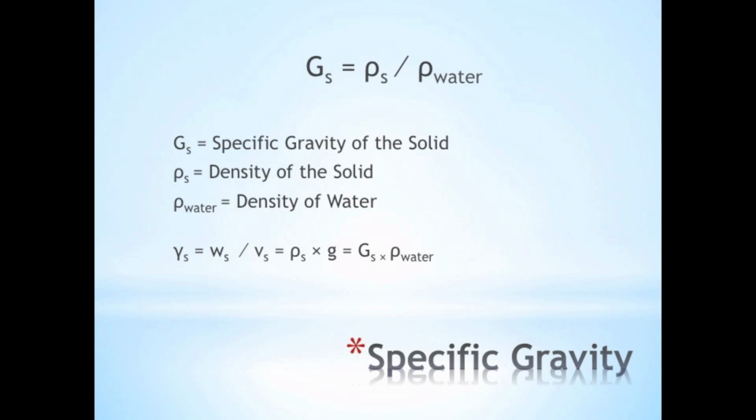Numerically, the specific gravity is the density of soil solids divided by the density of water. If the specific gravity, Gs, is found, then the unit weight of solids, gamma s, is simply Gs times the density of water.